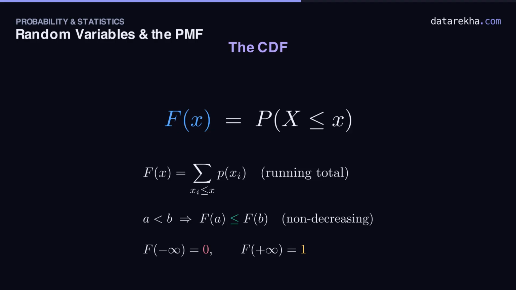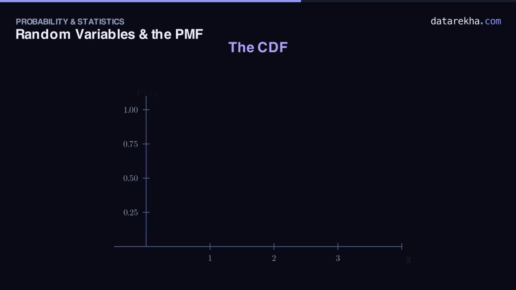Two features follow. It never decreases, and it climbs from 0 on the far left to 1 on the far right. Because the mass sits at separate points, the running total jumps at each value and stays flat in between. So a discrete CDF is a staircase. Let's watch it grow for the 3-coin variable.